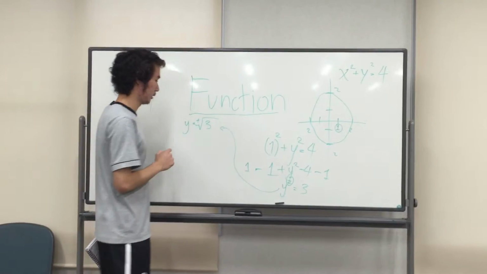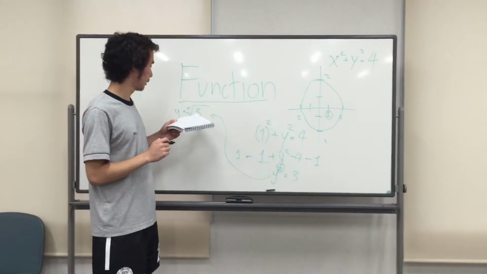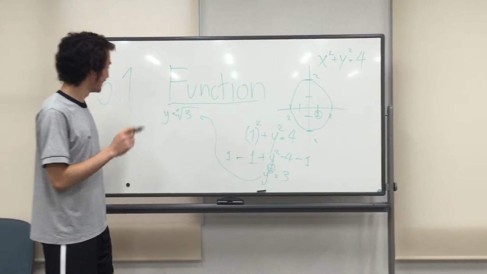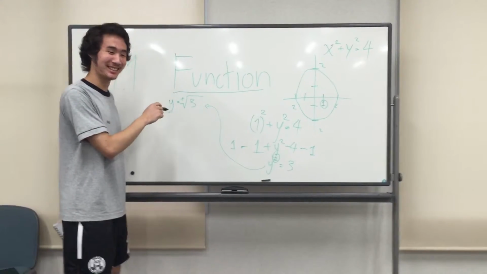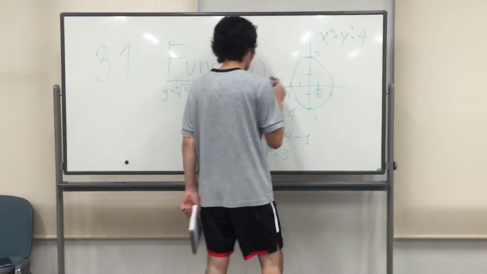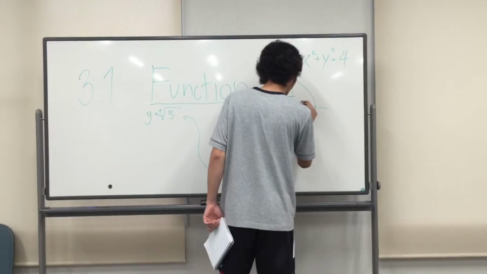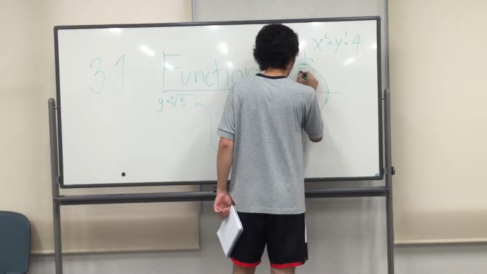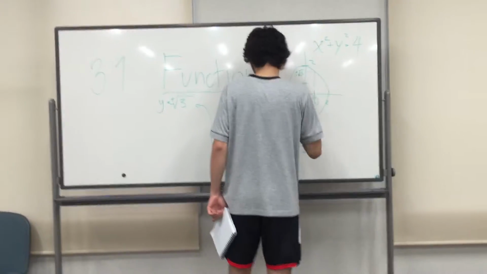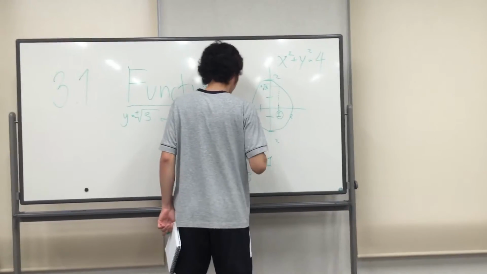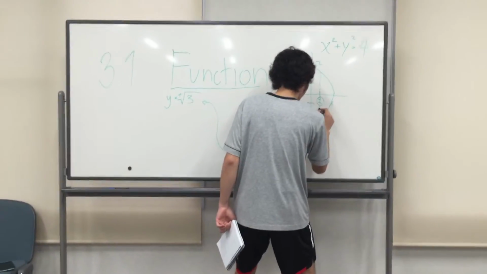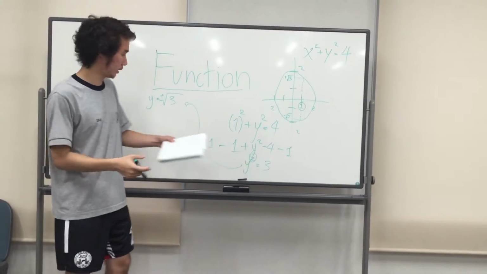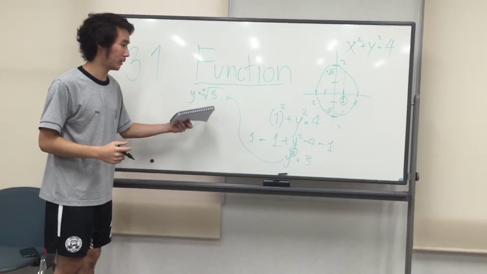Minus 3. So as you can see, this is the output of this function. So it's easy, right? It seems easy, right? So at this point, square root of 3 plus this point. Okay, so here we got plus and minus square root of 3.